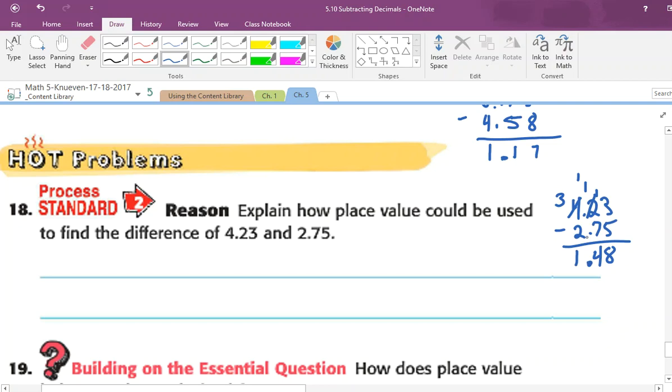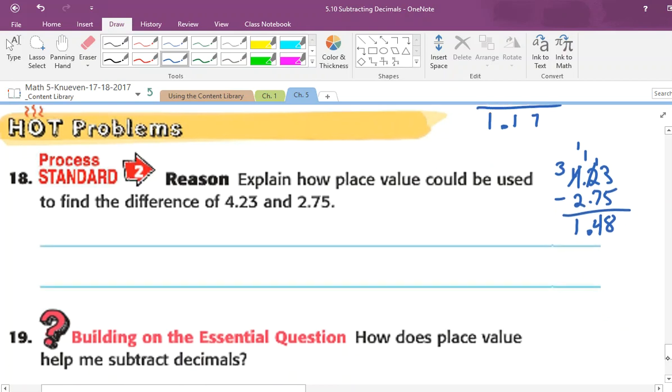If you are trying to solve it, it doesn't say we need to find the difference, but explain how the place value can be used. Well, we use it to regroup or to borrow from the hundredths, tenths to the whole numbers.